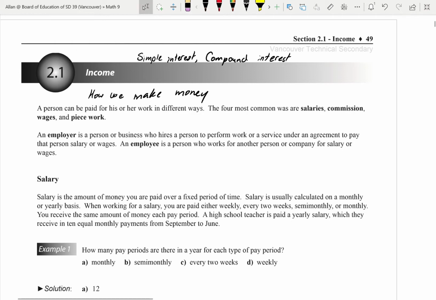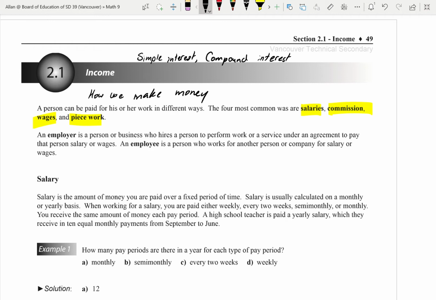A person can be paid for their work in different ways. There are several, but the main ones that I'm going to talk about are these four, and I'll talk about each one of them in separate sections. There's salaries, there's commission, there's wages, and finally there's something called piecework. You've probably heard those words, but I'm going to break down what they mean.